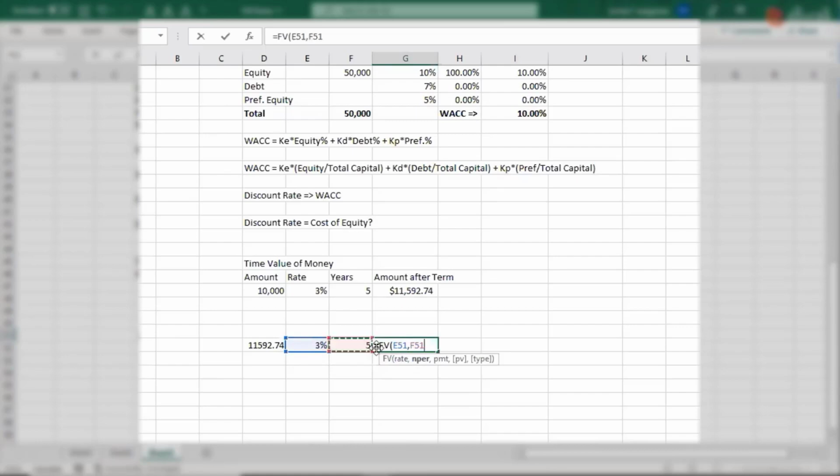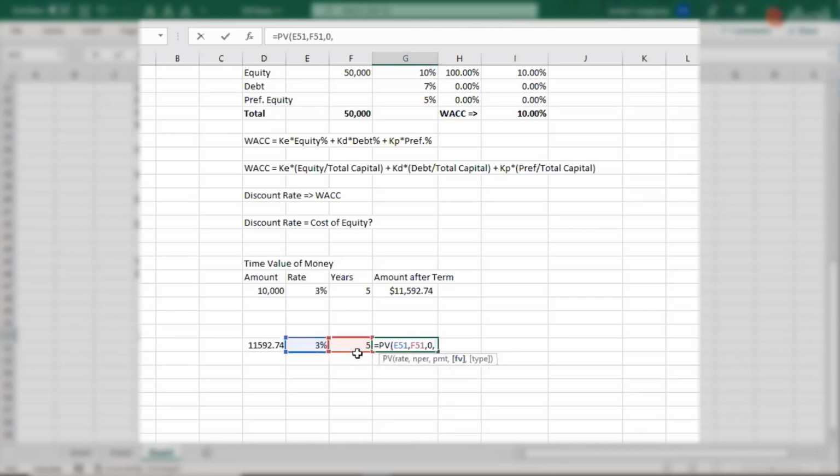NPER is 5 years. PMT 0. There is no fixed amount that I'm depositing at regular intervals. It's one lump sum single shot payment at the start. PV. Oh, my bad. It should have been a PV formula, not FV. We are trying to find out the present value and not the future value.